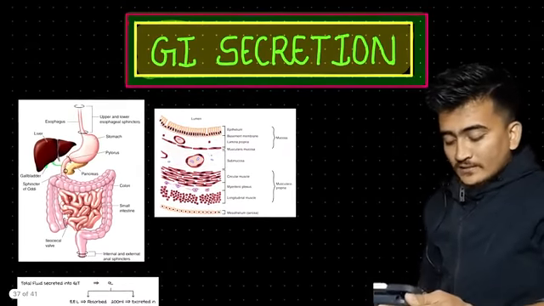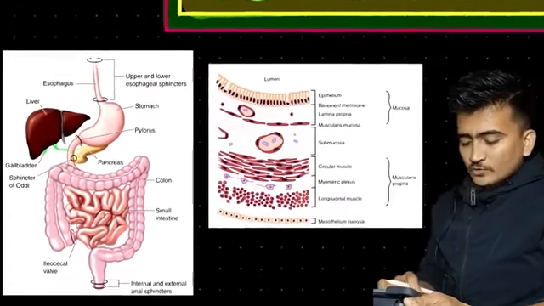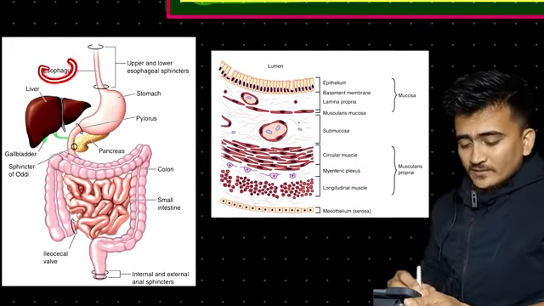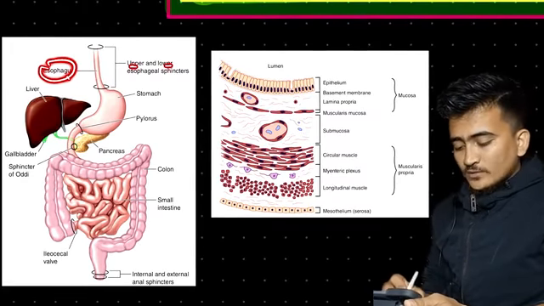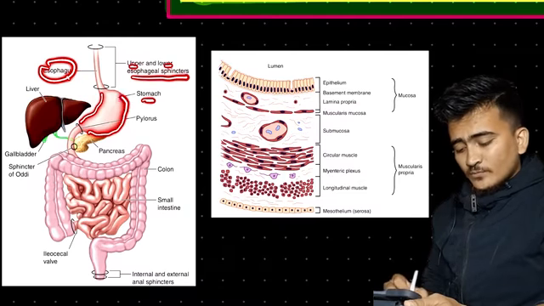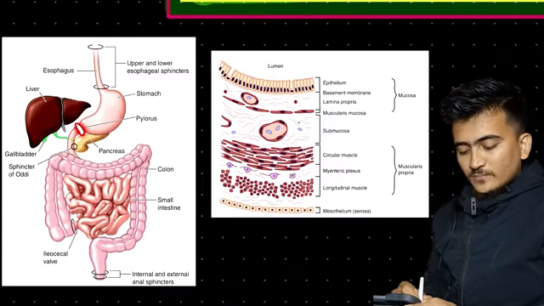Before getting into all these topics, the first thing we would like to do is look at the anatomy of our GI system. What are the things that come under the GI system? Initially the esophagus, with the upper and lower esophageal sphincter. Similarly, we have the stomach right here, and here you can see the pylorus, the last part of the stomach.